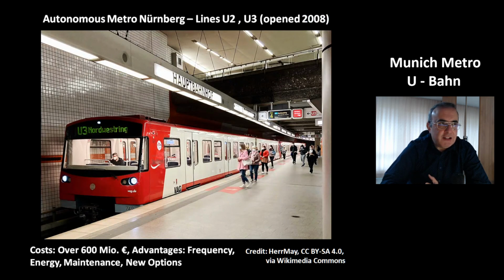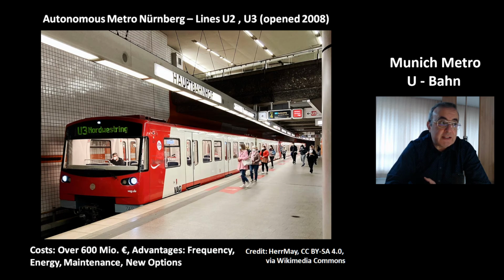This is, in my opinion, the future of metros. It shows a train in the second biggest city in the state of Bavaria. That's Nürnberg, and they have 2 metro lines, U2 and U3. They are fully autonomous. This system was opened in 2008. It was not a cheap system.